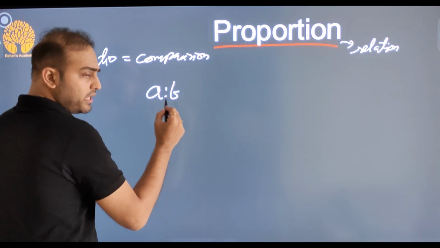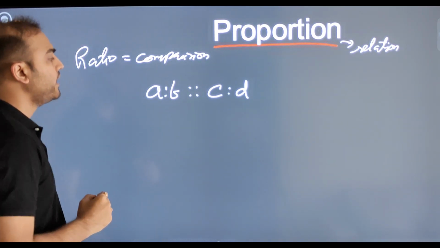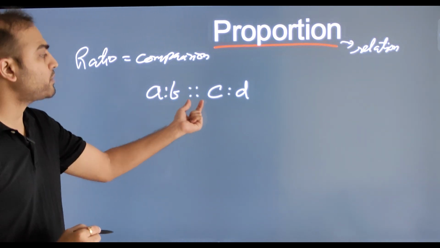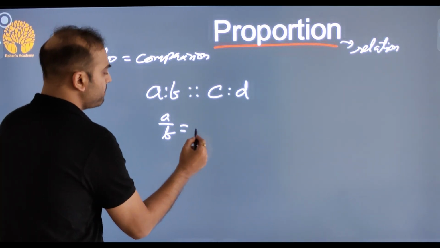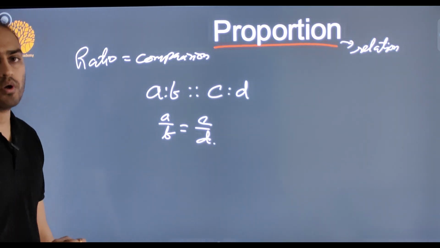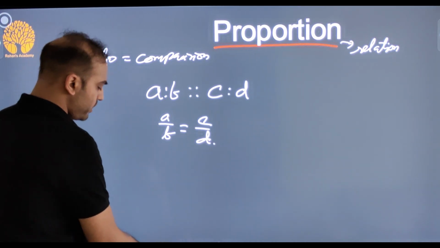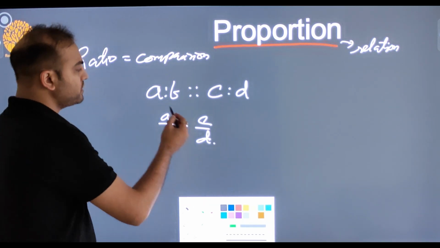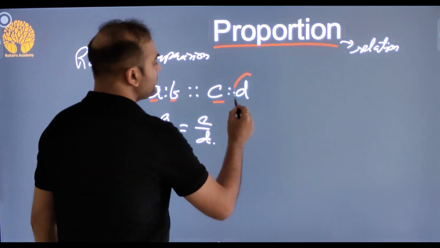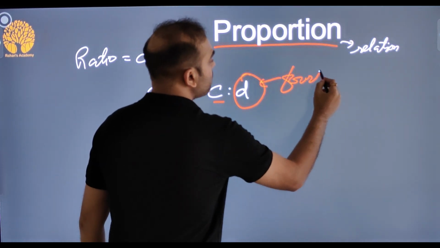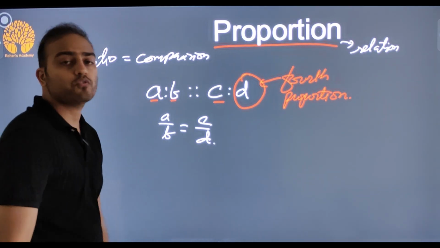See, a is to b is in proportion to c is to d. This simply means a by b is c by d. Now as you observe, these are four numbers. That is why this number is called fourth proportion.